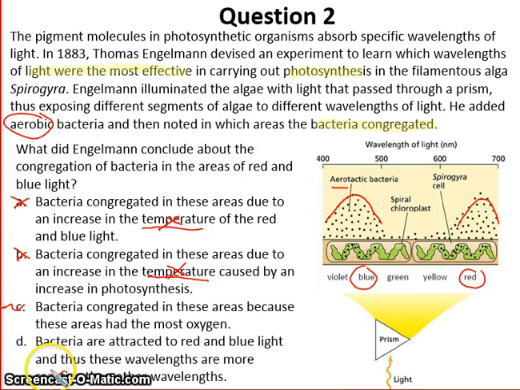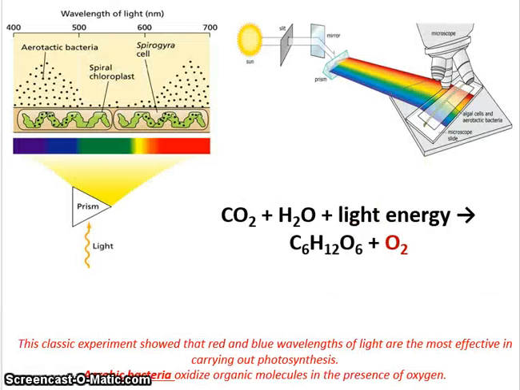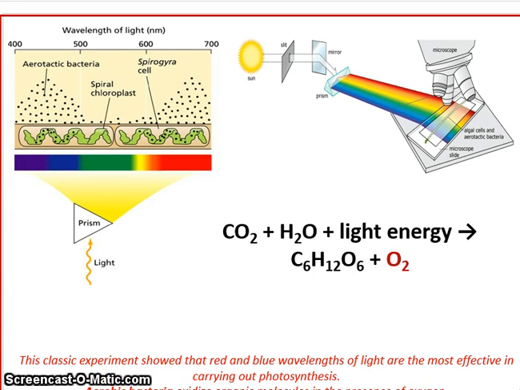We're not sure what type of reaction that is. So our best answer here would be C. What we're supposed to review with this one, it says down here, this was a classic experiment that showed that red and blue wavelengths of light are the most effective for photosynthesis, and the key word that we already mentioned is the fact that they are aerobic bacteria.